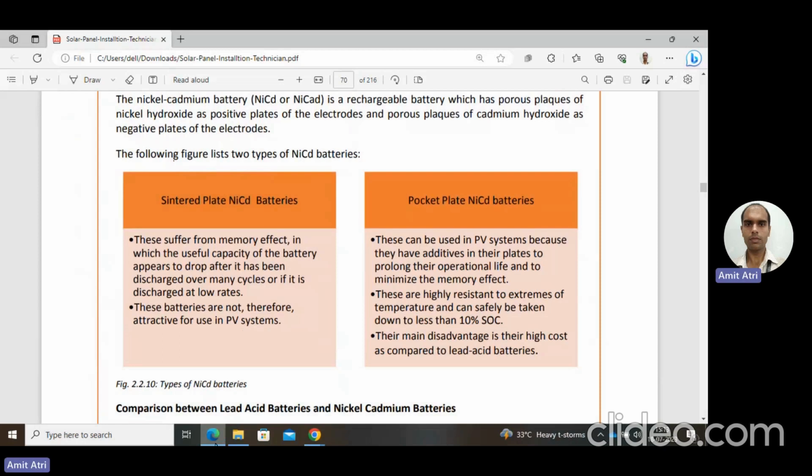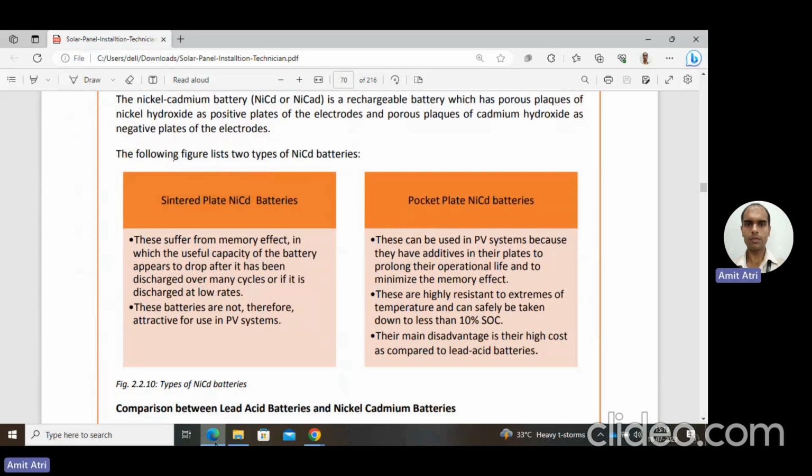Coming to the next one, the pocket plate nickel cadmium battery. These can be used in PV systems because they have additives in their plates to prolong their operational life and to minimize the memory effect. They are highly resistant to temperature conditions, and the stored charge can be brought down to less than 10% state of charge.